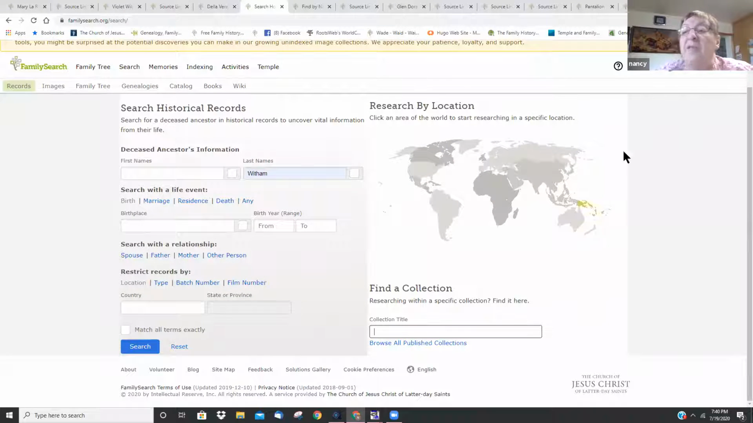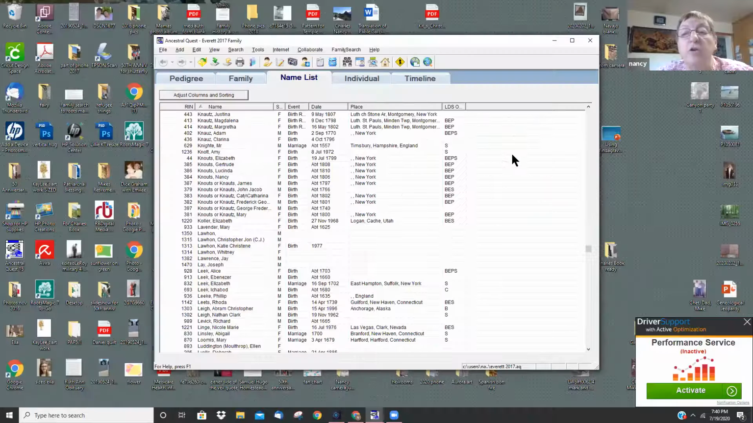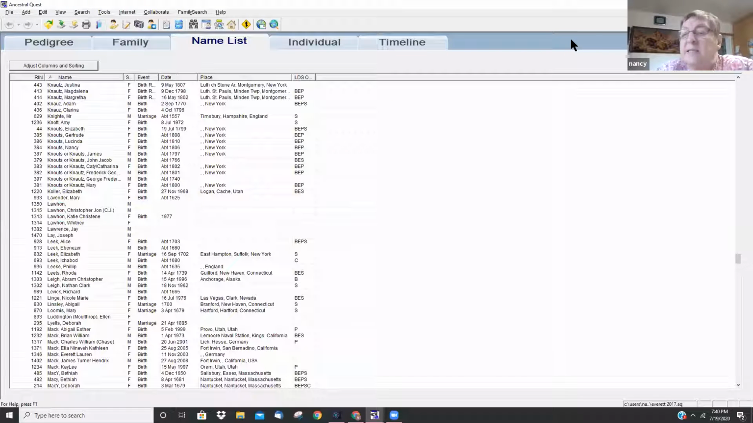Now, there's another way that I can do this, and that is I can go to Ancestral Quest. And Ancestral Quest is the database. Excuse my phone. I guess maybe I can turn it on silent or something, because it sure is bothering me, and I'm sure it's bothering you.